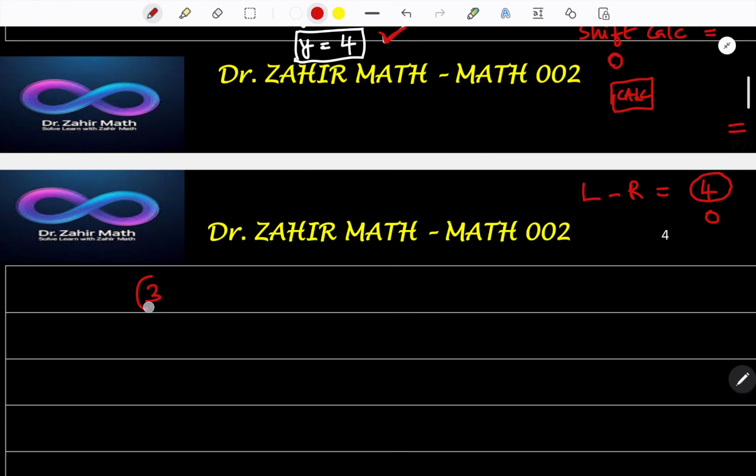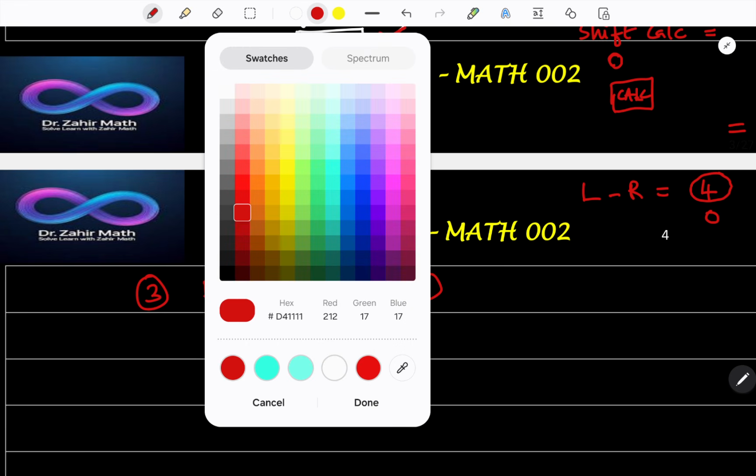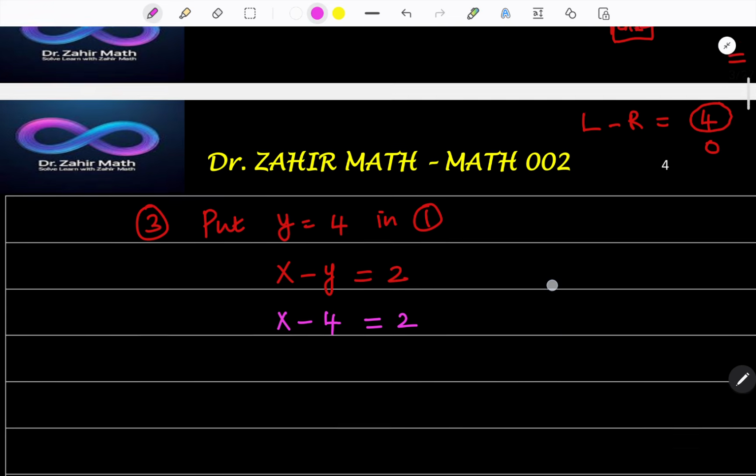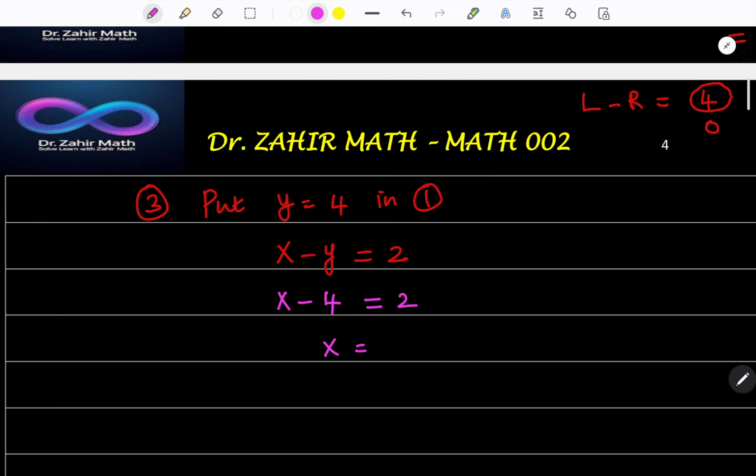So now step number 3. What is that? Put y is equal to 4 in equation 1, right? What is your equation 1? Your equation 1 is x minus y is equal to 2, right? So x is as it is. What is the value of y? Which is 4, equal to 2, right? So x equals, this 4 goes that side, which is 2 plus 4. So x is equal to how much?